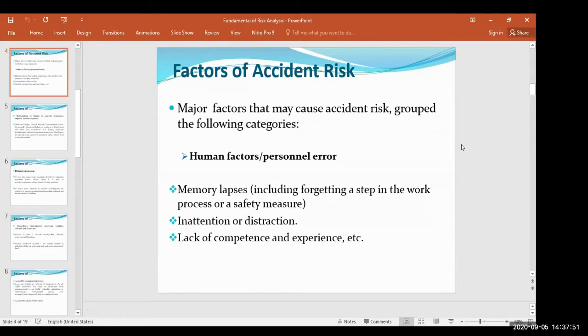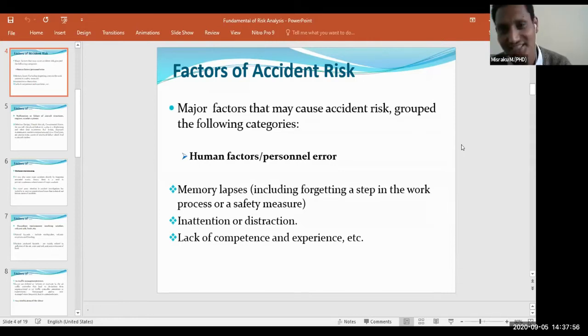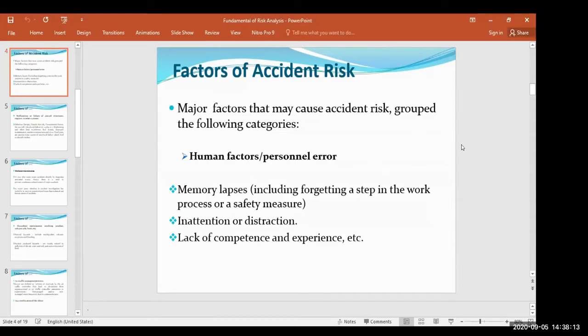Okay, thank you. Let me add another question. Another question is, what is the most common practice to manage accident risk? Or what are the most important? I'm asking you from your experience. All right, this is your time.